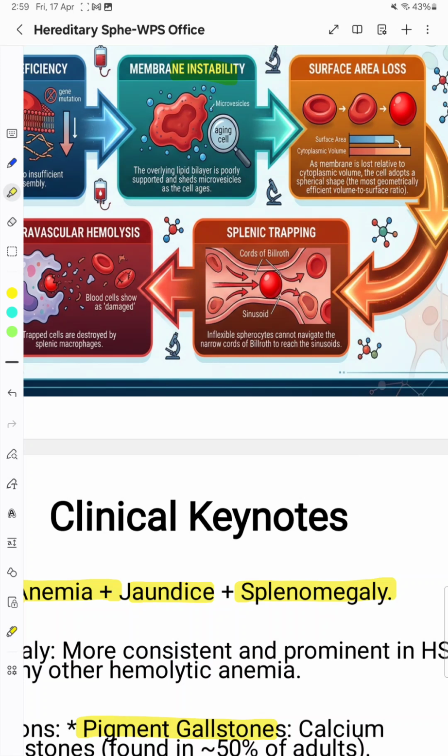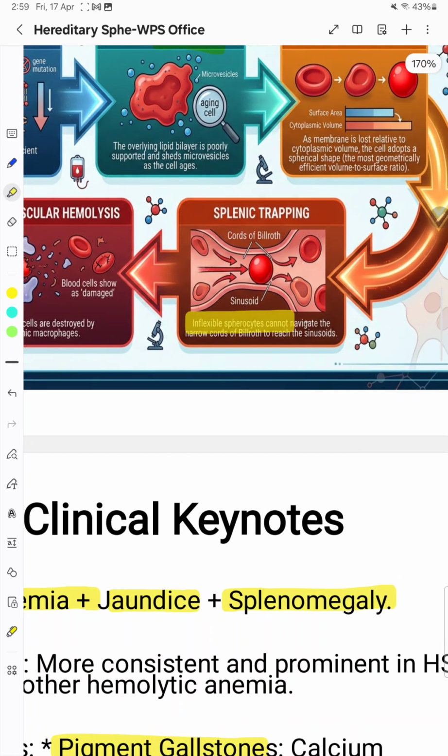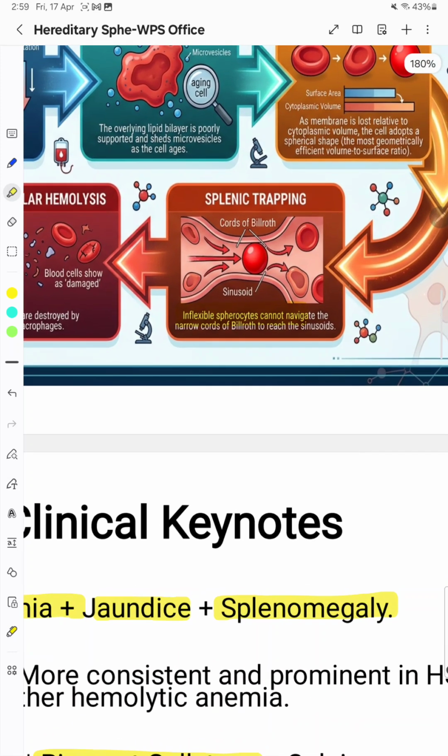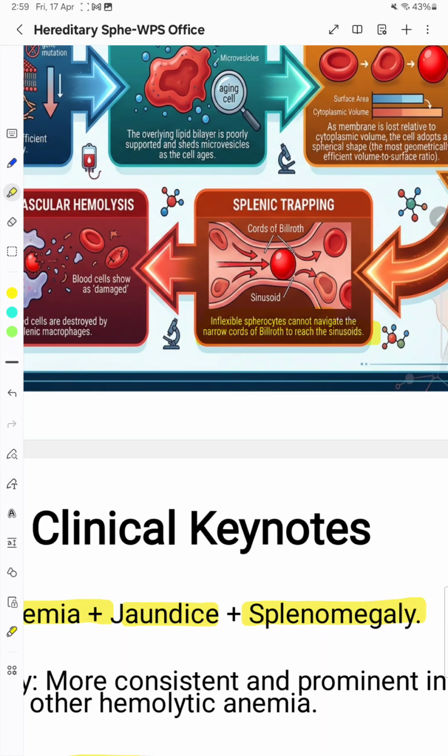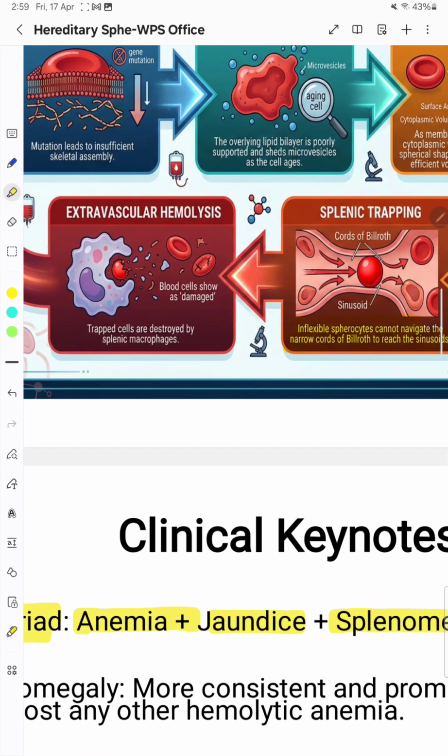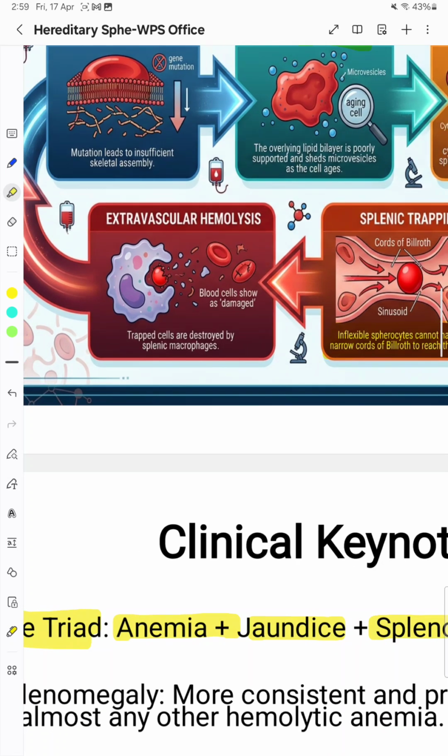These spherocytes are inflexible and usually trapped in the narrow cords of splenic sinusoids. These trapped RBCs are then phagocytosed by the splenic macrophages and result in extravascular hemolysis.